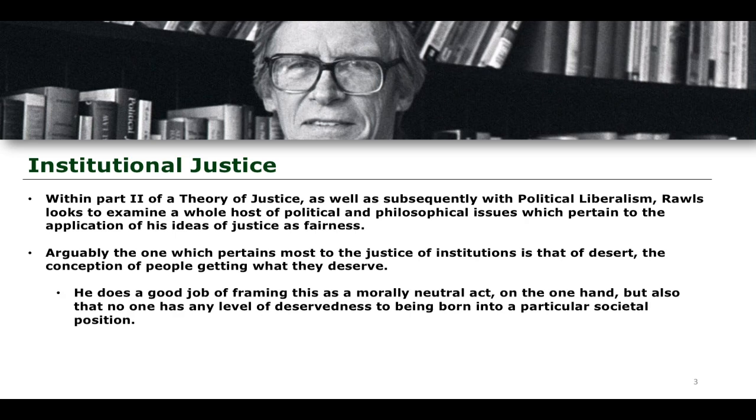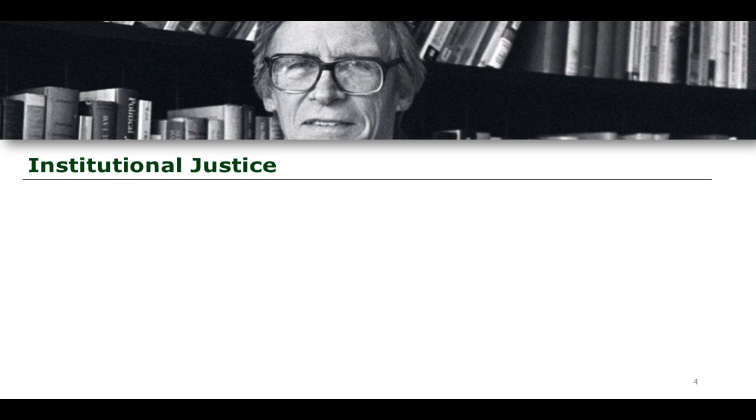So Rawls does a good job on the one hand of framing it as a morally neutral act, but on the other hand he also suggests that no one has any level of deservedness when it comes to their particular class or societal position that they are born into. So, on the one hand, it's morally neutral, but on the other hand, it is also distributive across everybody equally. No one is born to be more deserving of anything than anybody else, owing to their particular societal position. Whether that be someone being more deserving because they are higher class or upper class, or people being more deserving because they are lower class and deserve more in that regard. Rawls does not suggest that this is the case.